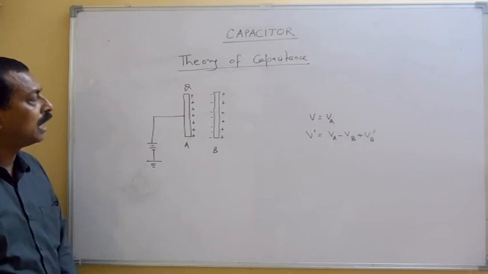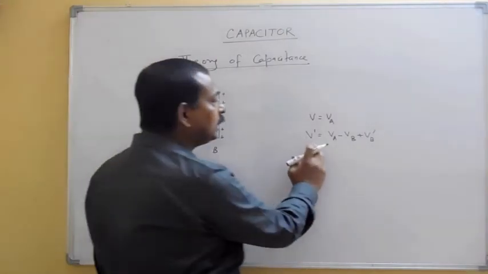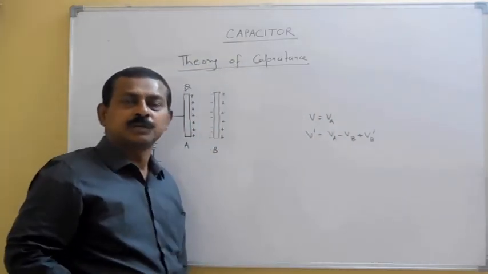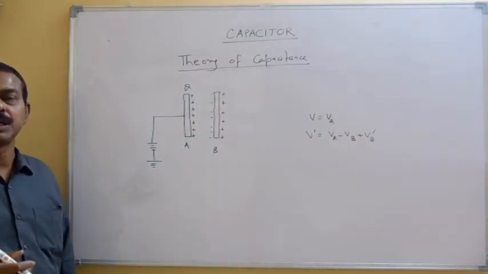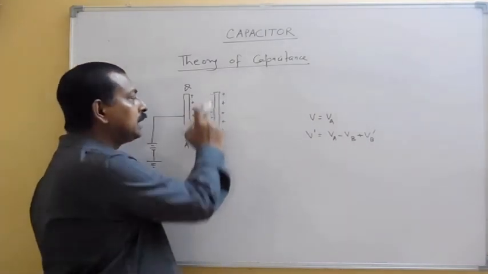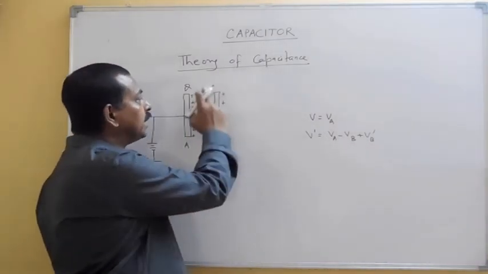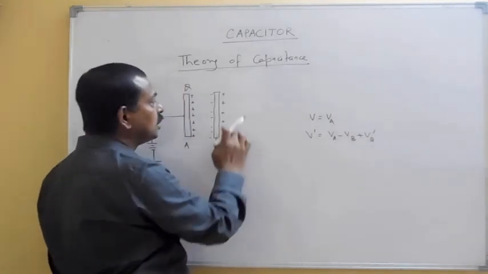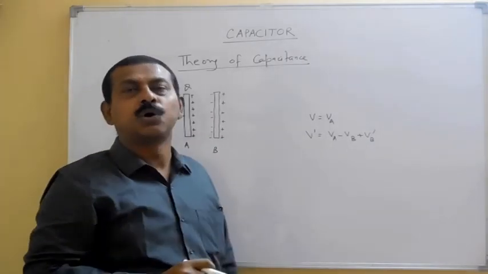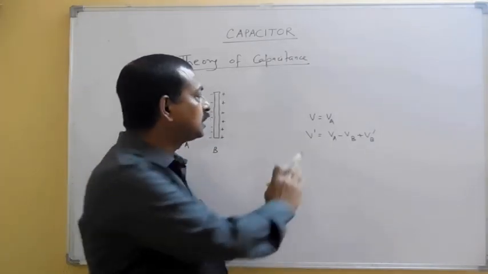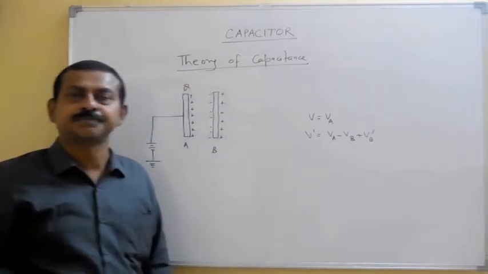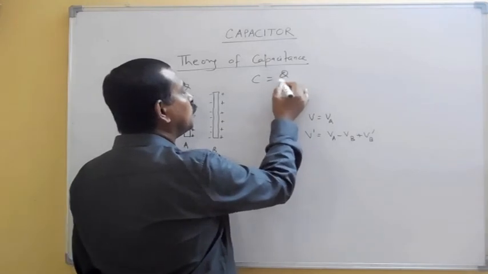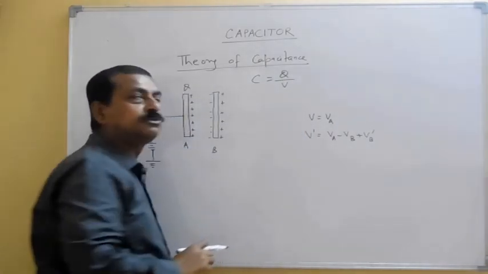making the potential now VA minus VB plus VB dash. VA is the potential due to the charge on A. VB is the potential due to the negative induced charge on B, and VB dash is the potential due to the positive induced charge on B. So this is the new potential of the system. Now we know that C, we have said, is Q by V.